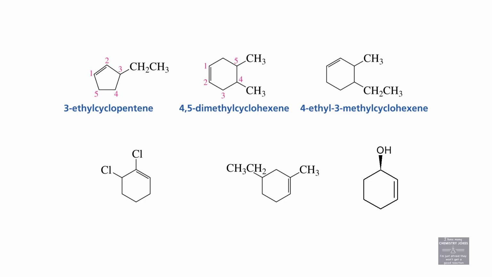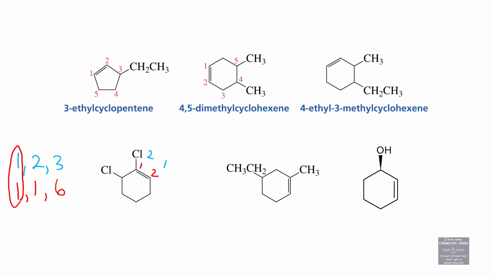The numbering of the chain in this next one is a little bit tricky. Alkene must be 1 and 2. So I could number it with the red numbers 1 and 2, or I could number it with the blue numbers 1 and 2. If using the blue numbers, alkene is on 1, chlorine is on 2, and chlorine is on 3. Okay, if numbering with the red numbers, alkene is on 1, chlorine is on 1, chlorine is on 6.